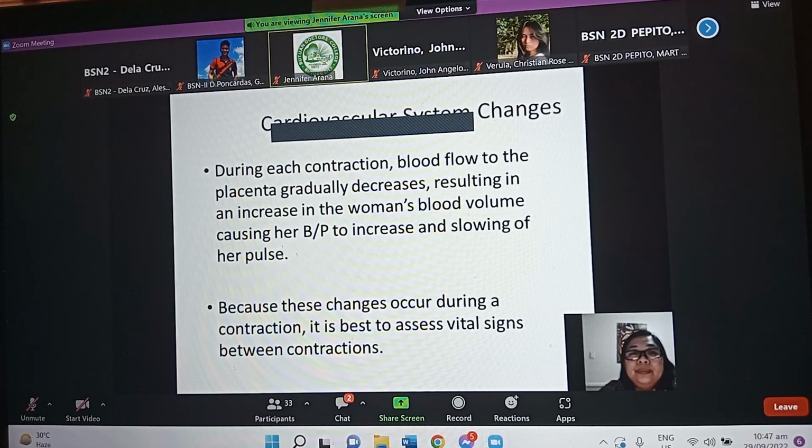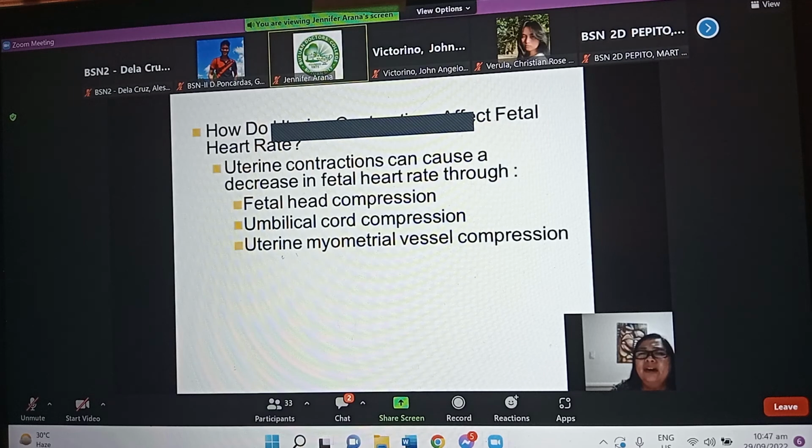As mentioned a while ago, during each contraction, blood flow to the placenta gradually decreases, resulting in an increase in the woman's blood volume, causing her BP to increase and slowing her pulse. So because these changes occur during a contraction, when are we going to assess the vital signs? In between contractions.